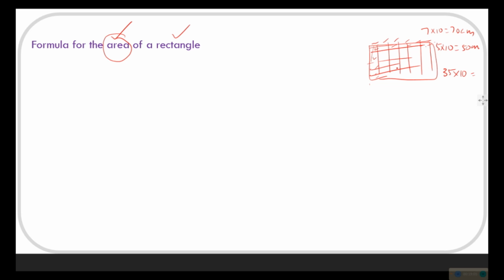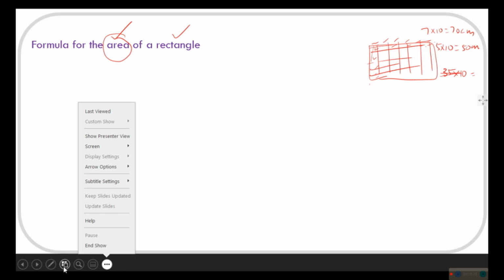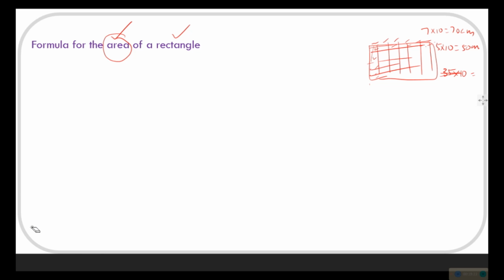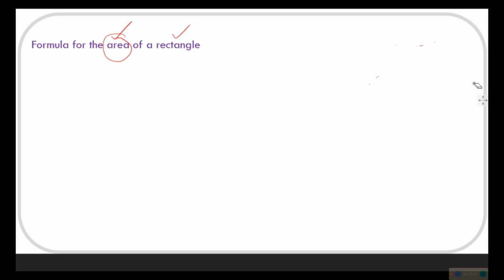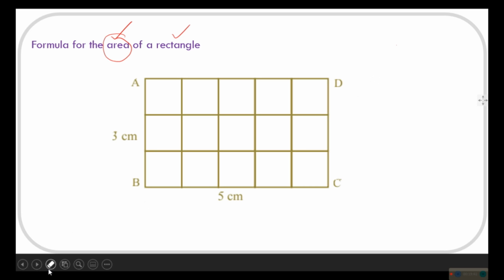Understood? But I have to develop a formula for that. Then only I can give a clear-cut idea of how to calculate the area of a given system. This space is required for my further explanation. Anyway, what I'm trying to say is that we will develop a formula to find the area of a rectangle. Okay, let me go ahead.